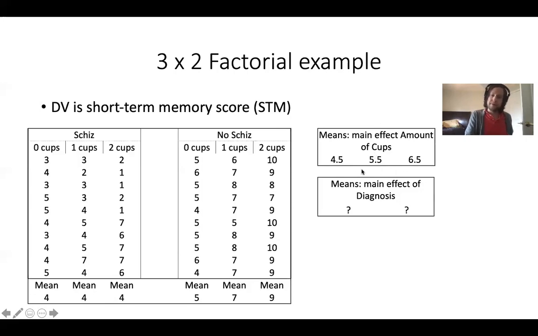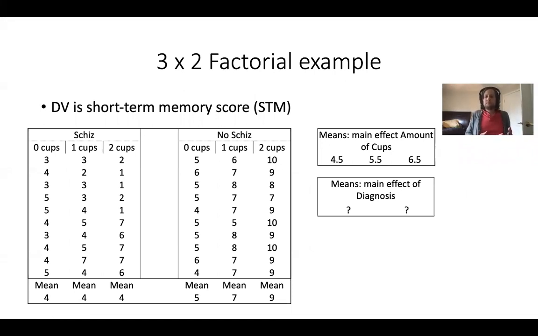So to make sure that we understand this, I want someone out there to tell me what are the means that would be compared for the main effect of diagnosis. Someone tell me what would be the two, there's two, I'm giving you a clue that there's two of them. What would be those two numbers, the two means that would be compared for the main effect of diagnosis?